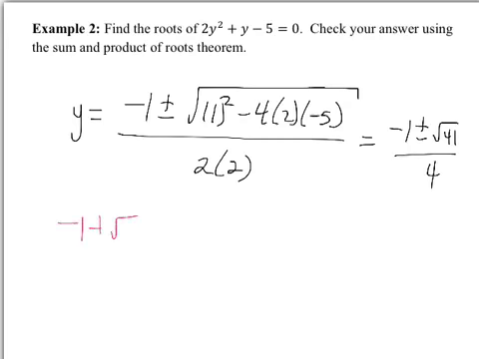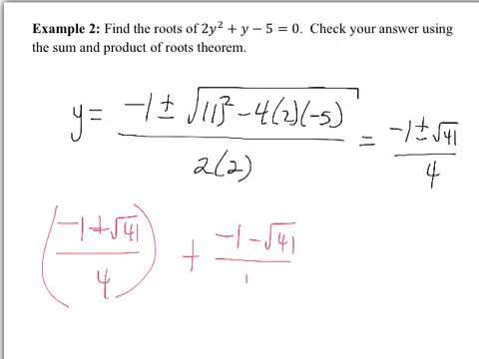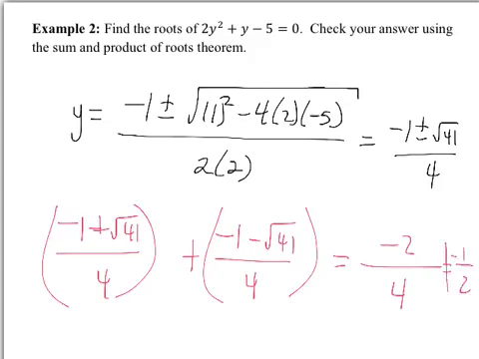Negative 1 plus root 41 over 4, plus negative 1 minus root 41 over 4. And if we have a common denominator, the denominator is still 4. Adding the numerators together, when you add conjugates, the plus or minus part drops off. So you're just going to get a negative 2 there, which gives you negative 1/2. So that's the sum of the roots.